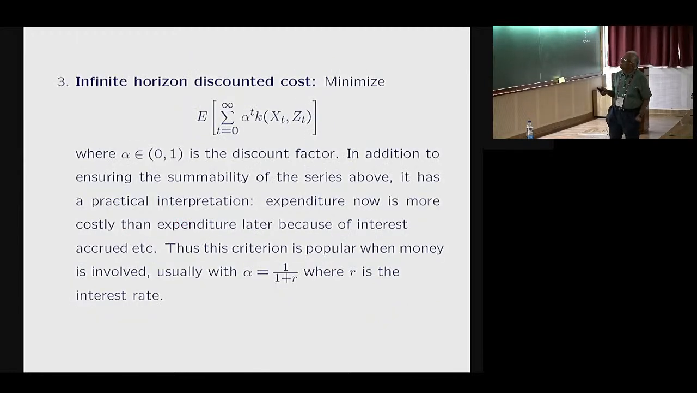The infinite horizon discounted cost we saw in the previous lecture also. So alpha is some positive number between 0 and 1 called the discount factor. It's of course a mathematical convenience, it ensures summability, but it's also popular in things like inventory control and anything that involves money, because they take alpha as 1 by 1 plus r, where r is the interest rate. The intuition being that money spent today is more valuable than money you spend tomorrow. So it naturally arises in commercial types of problems.